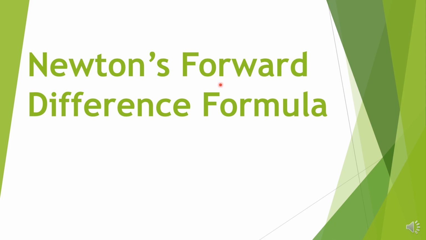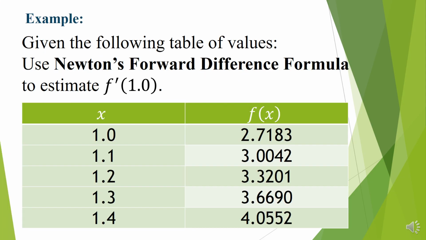Newton's forward difference formula. Example: given the following table of values, use Newton's forward difference formula to estimate f dash 1.0. The value of x is given, the value of f of x is given.